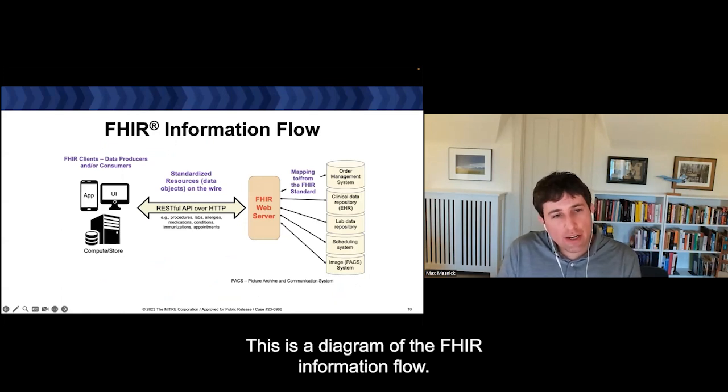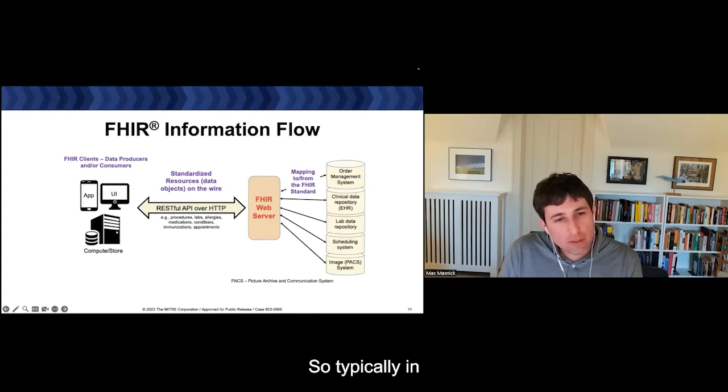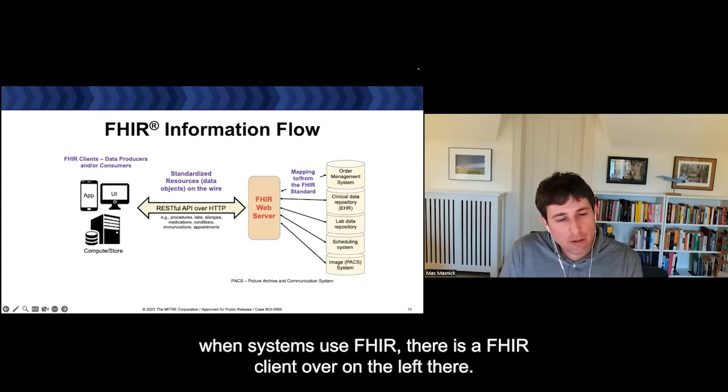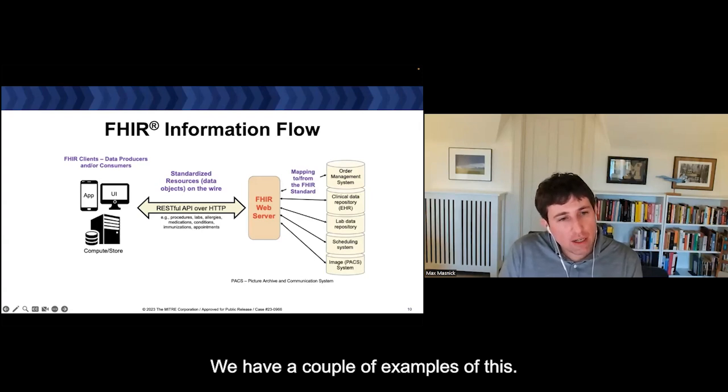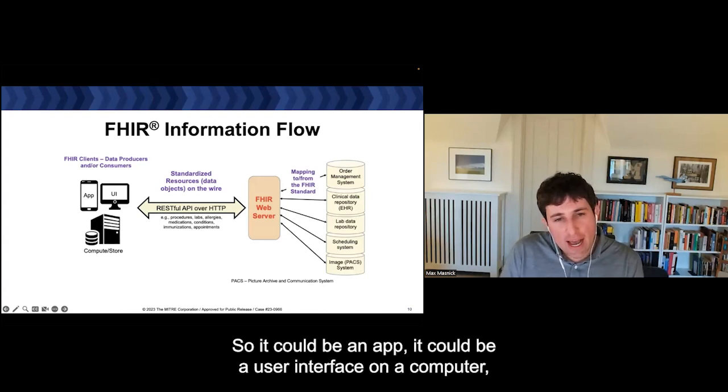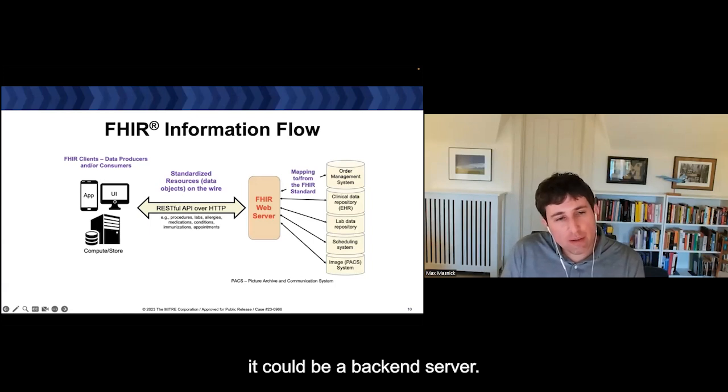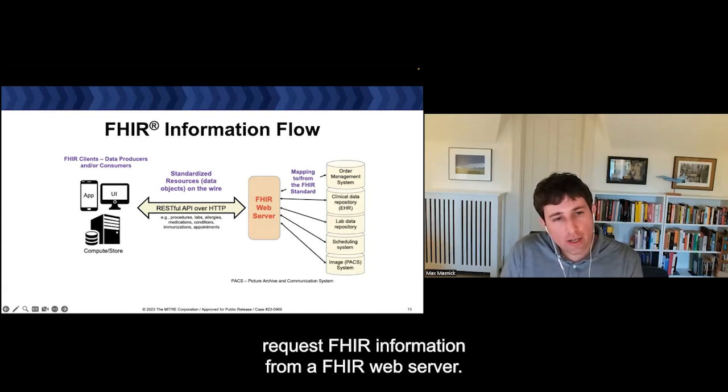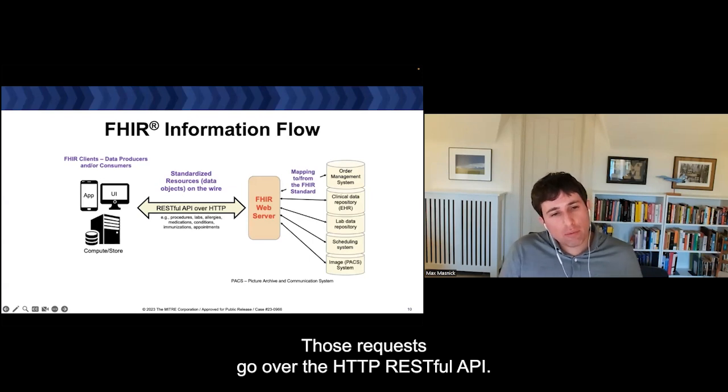This is a diagram of the FHIR information flow. So typically when systems use FHIR, there's a FHIR client. Over on the left there, we have a couple examples of this. There could be an app, it could be a user interface on a computer, it could be a backend server. These clients can then request FHIR information from a FHIR web server. Those requests go over the HTTP RESTful API.